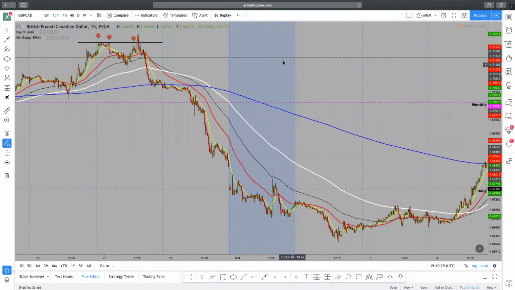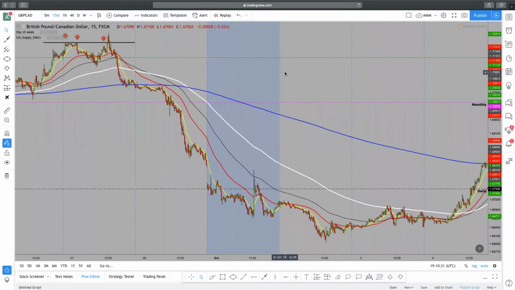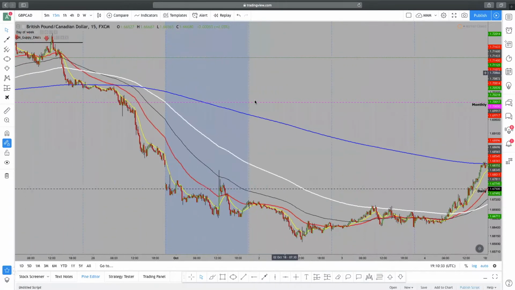I'll use 50, the red one, call it ketchup. 100 is the black, so I don't have a name for it really. You can call it, I don't know, barbecue or something. The 200 is our mayo with the white color, and 800 is blueberry.